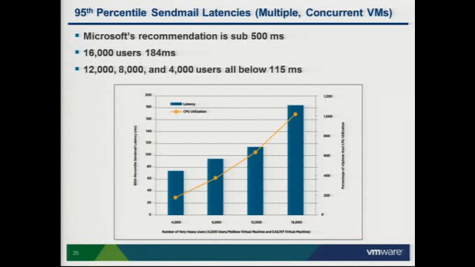So this is the 95th percentile send mail latency test, right? What we came in at is 16,000 users came in at 184 milliseconds. Right? This is response time. You have to be under 500. So that 16,000 users, we easily came in within what Microsoft says we need to be in, as well as our 12, 8, and 4,000 users all came in less than 115 milliseconds correspondingly.